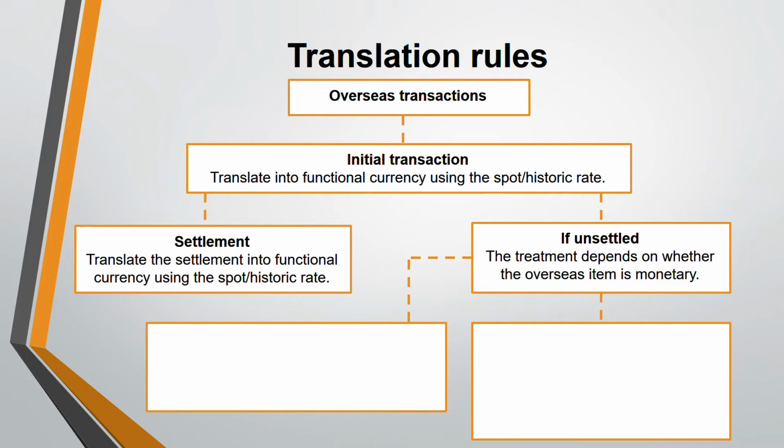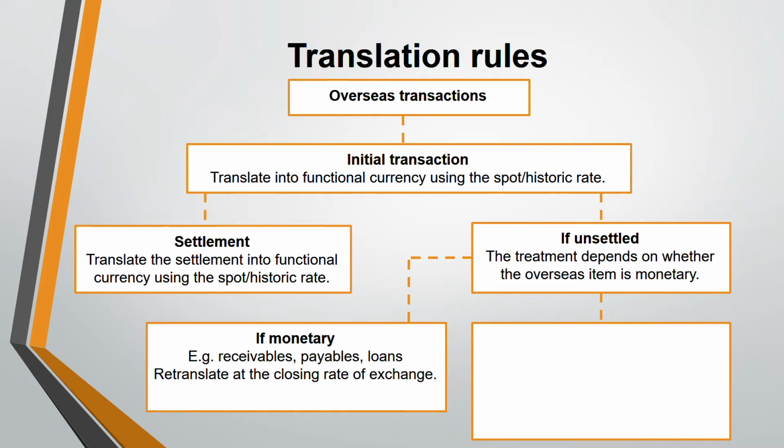So if it's monetary, you have to use the closing rate, the closing exchange rate. Monetary items like receivables, payables, loans, these are monetary. Either you are going to receive cash or you have to pay cash, but you're dealing in cash. That's why it's known as monetary. So for monetary, you have to use the closing rate to retranslate, because initially you will be using the historic rate, but later, reporting at the year end, if it's unsettled, then you have to use the closing rate.